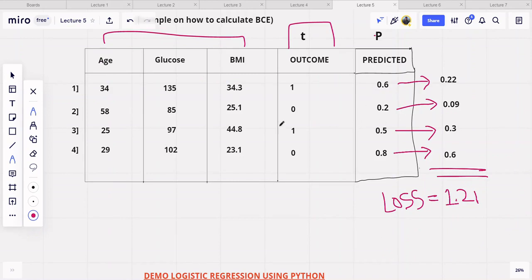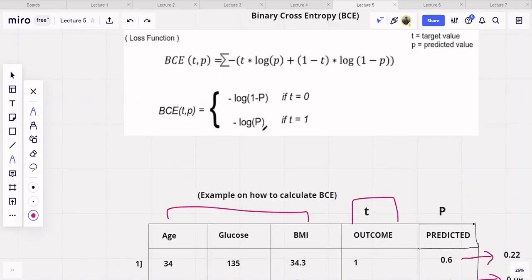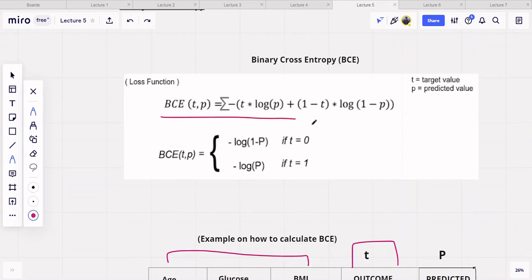If I give the model data about a person's age, glucose and BMI, then the model will output a probability. These are all the probabilities that the model has predicted. So let me show you how we calculate binary cross entropy. The binary cross entropy formula is basically the summation of various things.